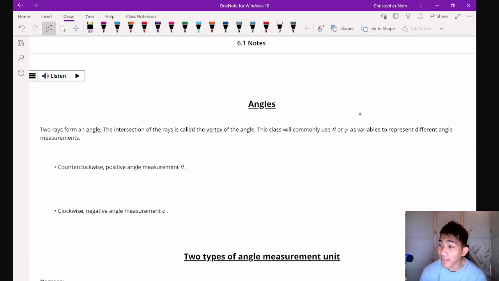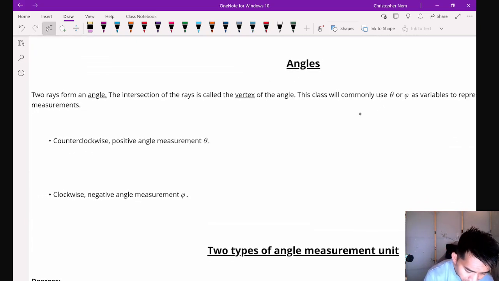Not all of it's filled out, but you will be able to fill it out as you finish up this video. So two rays form an angle. The intersection of these rays is called the vertex of the angle. Now we're going to use theta and phi as variables for any sort of angle measurements. So instead of x and y, it's theta and phi, just Greek letters.